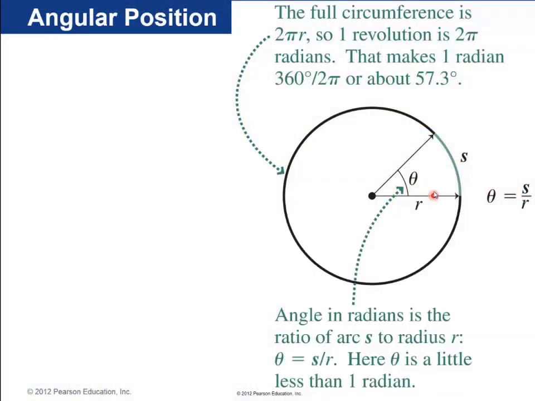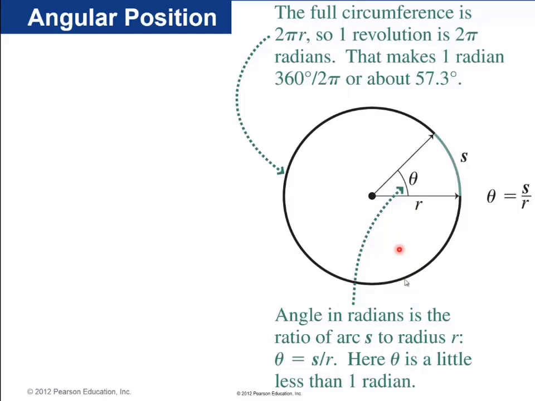Okay, so we start with angular position. If we have some circular path, an object or a little particle on a circular path of radius r, we can keep track of its position either with the distance it travels, s, which is arc length, or with the angle that it makes with the center of the circle, theta. And if you go all the way around, then s is 2 pi r.